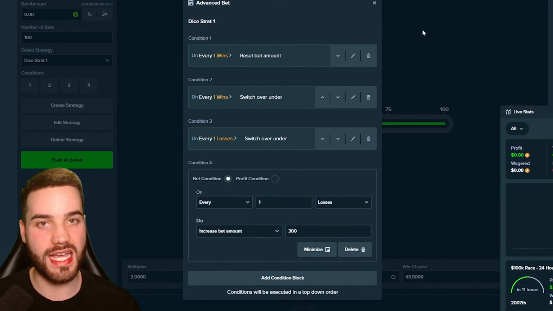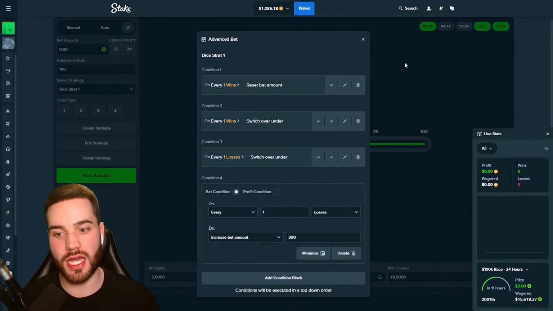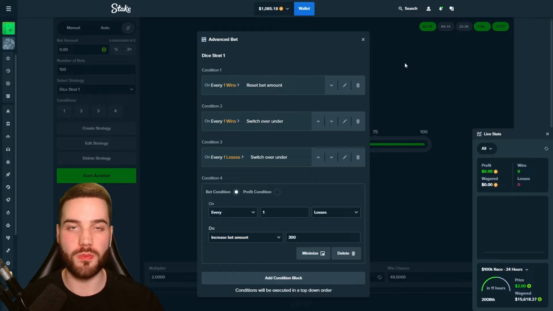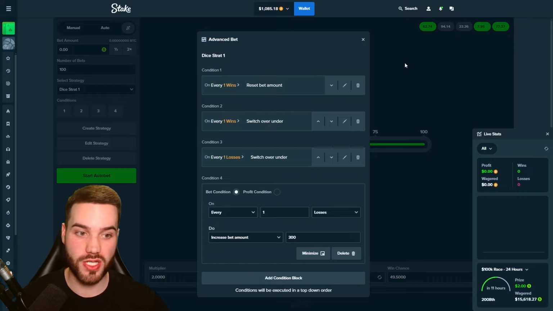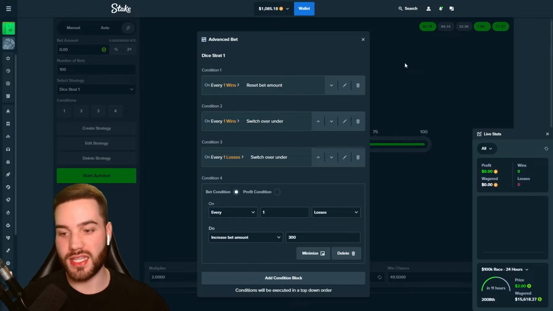Now this is going to do the exact same thing. Whenever you start going down and down and down, it's going to increase your bet amount. Whenever you win, it puts you back where you were. And then we're going to get lots of wins because we're going to be playing on 75% win chance. So this consistent profit will jump you right back up to where you were, and then you're just going to go on a win streak again.